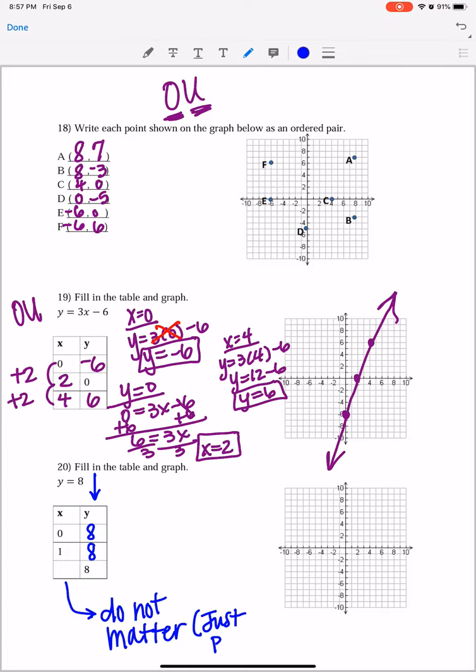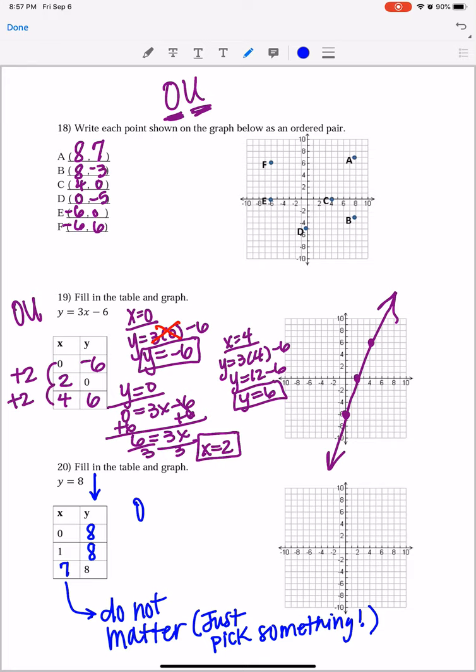Just pick something. So they use 0, 1. I always use 0, 1, 2. But you can use any number you want. If we want to use 7, we can use 7. It does not matter. So plot these points.